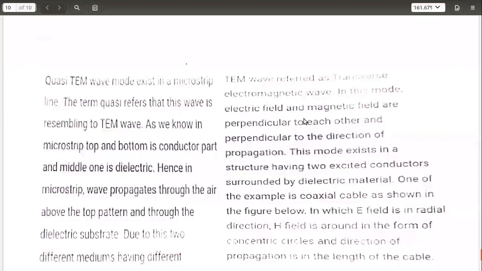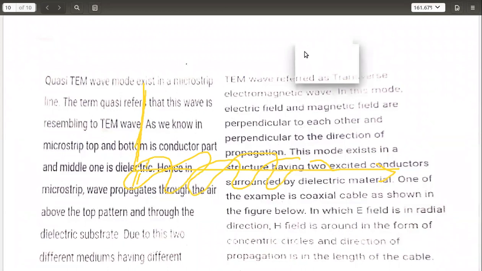Anyhow, I'll be sharing this slide in your groups. TEM wave refers to the transverse electromagnetic wave. In this mode, the electric field and magnetic field are perpendicular to each other and even perpendicular to the direction of propagation. You know how the TEM wave propagates? Something like this. You have seen this structure, I guess. This is your very general electromagnetic wave propagation. There is an electric field, a magnetic field, and this is one more direction, the direction of propagation.